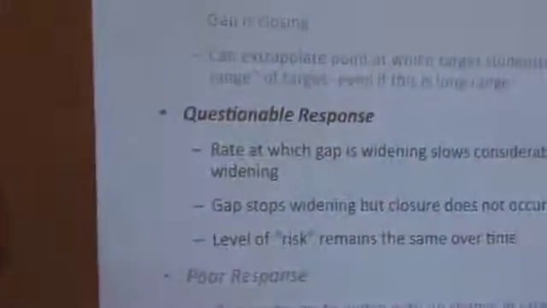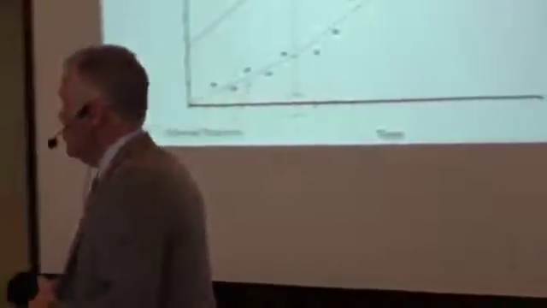Questionable response is when the rate at which the gap is widening slows or parallels, but doesn't close. So this is an example. Improvement, but no closure. Here's an example. Improvement, but no closure. If you look here, in this short period of time, this kid went from 47 to 62 words correct per minute. That is a 33% increase. But the expectation for what the kid is expected to do was growing at a faster rate than the kid's improvement. So that's why we can't just measure improvement.